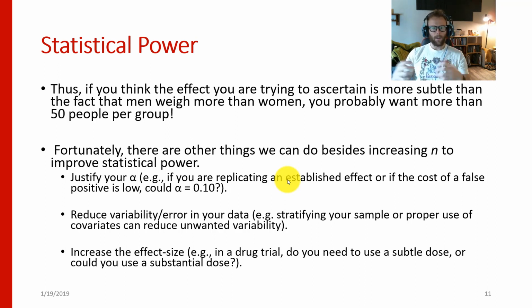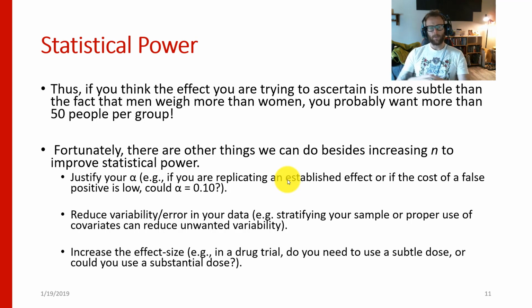The first is you can justify your alpha, right? So if you're replicating a well-established effect, or maybe if the cost of a false positive is really low, could your alpha be 10% instead of 5%? Right? If you're working in a life or death situation, maybe you want to be very cautious about concluding an effect is there when it really isn't, because that could have substantial negative outcomes, right? But if you're doing maybe more exploratory work, getting things started in a line of research, what is the actual cost of that false positive? And if you reckon that the cost of the false positive is really quite low, maybe you could make a case for a higher alpha, which would allow you to do an initial study with fewer people.